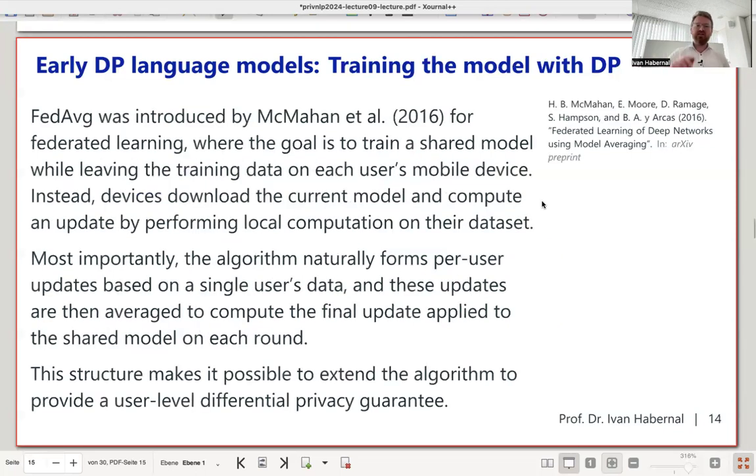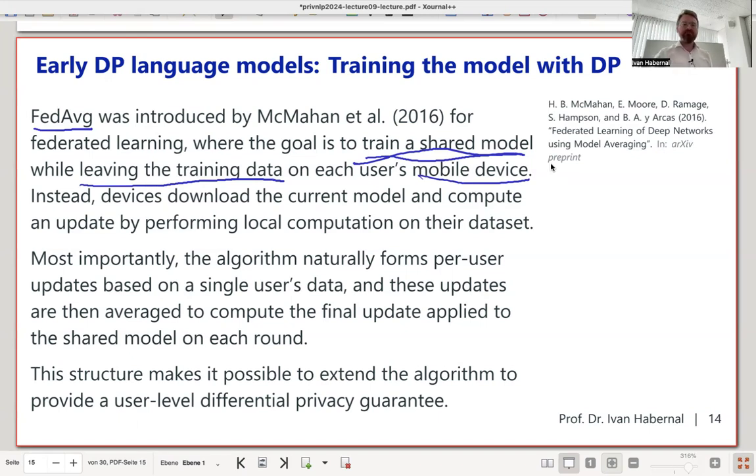Sorry, there's a lot of text here. I wish they had graphics in the paper, but they didn't, so I took the text. This federated averaging is federated learning, where the goal is to train a shared model. So we want a model that, for example, predicts the next token given the previous tokens. But the training data will reside on the mobile device. So people have mobiles, but you never give your data away.